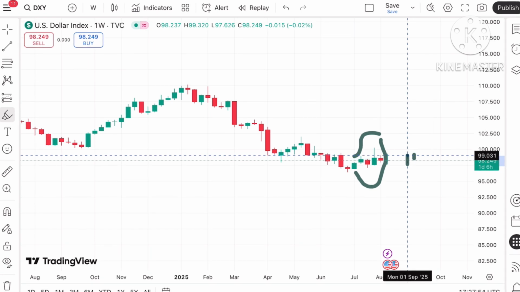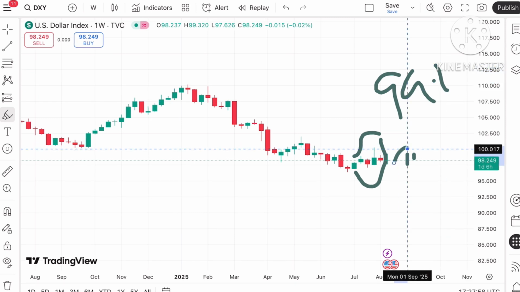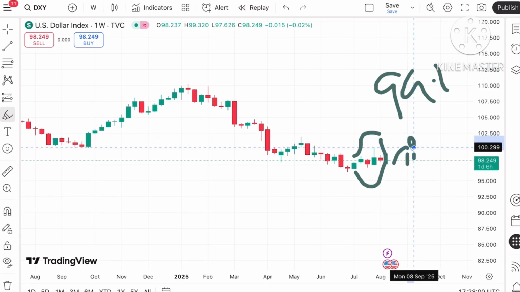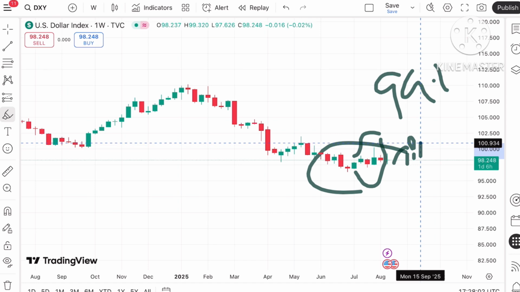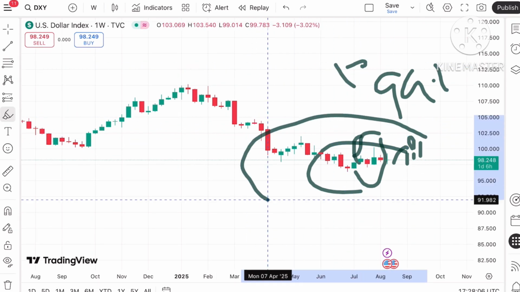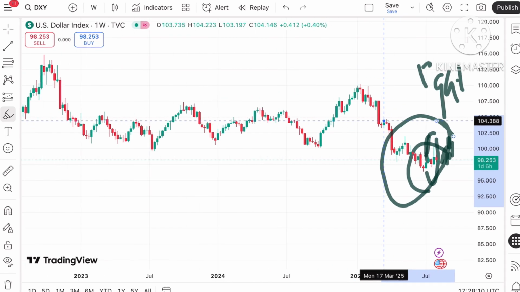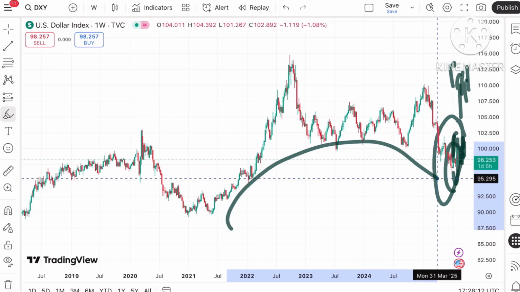Suppose if it keeps sustaining this level, the probability of moving towards 99.17 can be seen, and from there it can move towards a level of 100.2, and then further upside can be seen towards 100.8, and then a level of 101.9 can be seen, and then further higher. There is a probability if it keeps moving above this level.